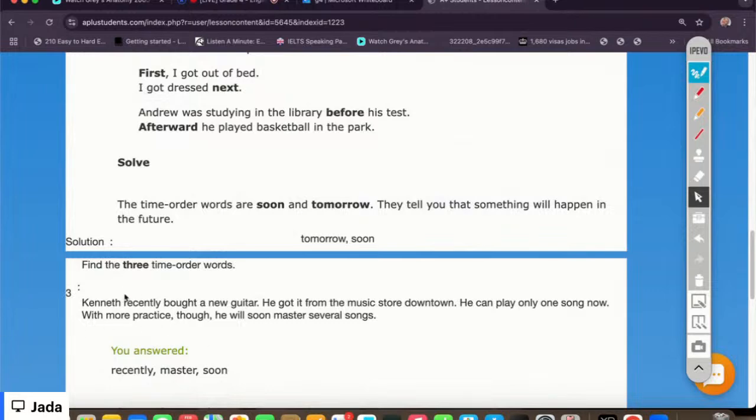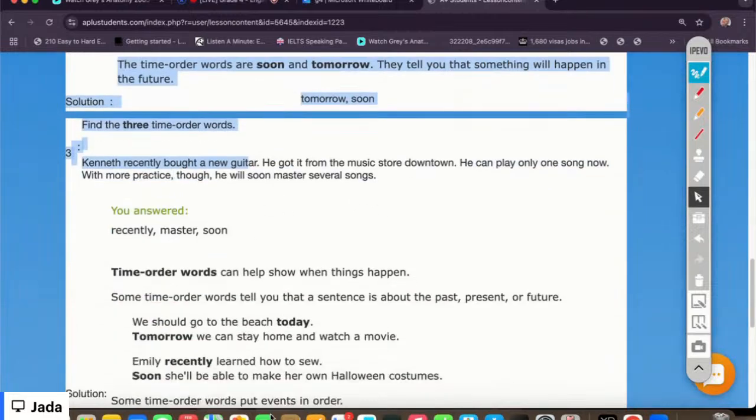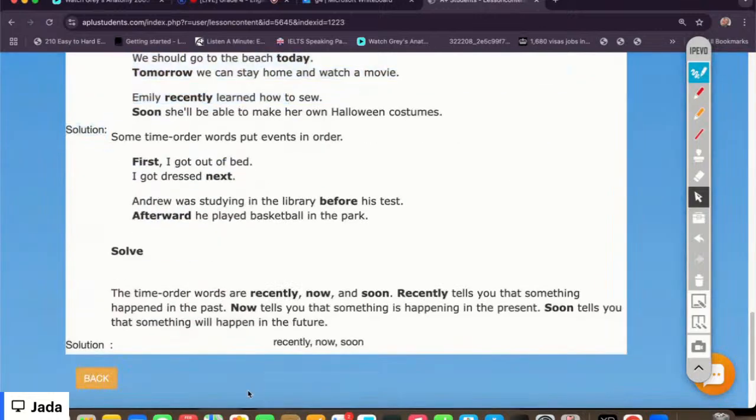So we have: Kenneth recently bought a new guitar. He got it from the music store downtown. He can play only one song now. With more practice though, he'll soon master several songs. Now, what are the three time order words here, which tell us the order in which something is happening? It is recently, now, and soon. Okay?